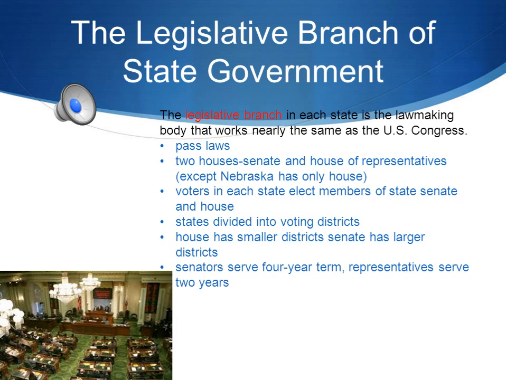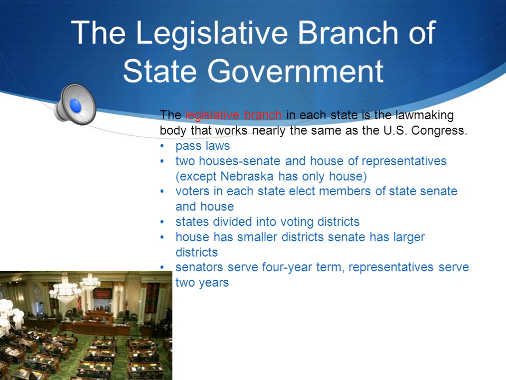Now we're going to briefly go over the legislative branch of state government. So we're going to touch on each branch of government, which mimics very similarly. It's practically a spitting image of our federal government, although some things are very slightly different. The legislative branch in each state is the lawmaking body, so it works nearly the same as U.S. Congress. They pass laws, right? They legislate. There are 2 houses, just like the federal government, the Senate and the House of Representatives.